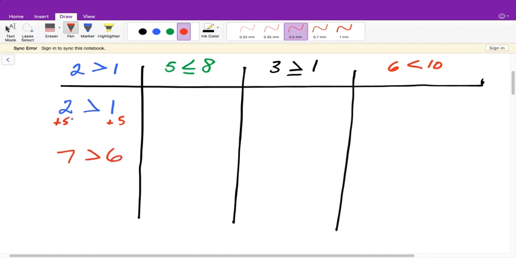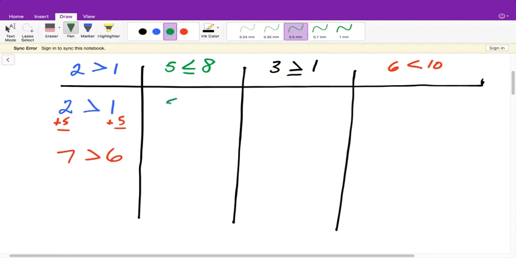So when we're just adding numbers to both sides, nothing changes. It still holds true. 2 was greater than 1, and as long as we're adding the same number to both sides, we are still going to be greater on the left-hand side. 7 is still greater than 6.